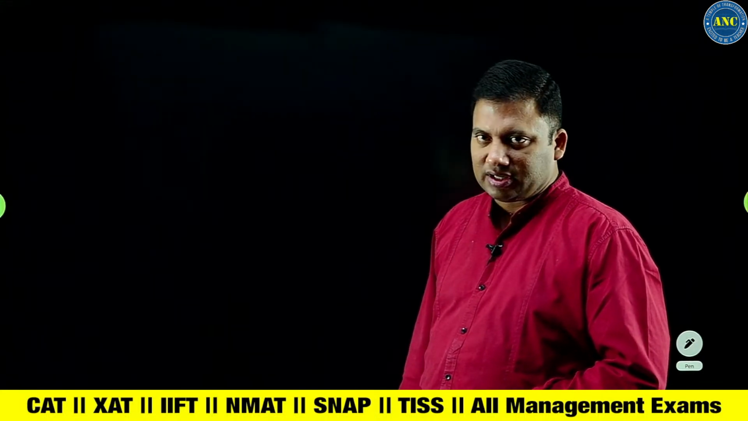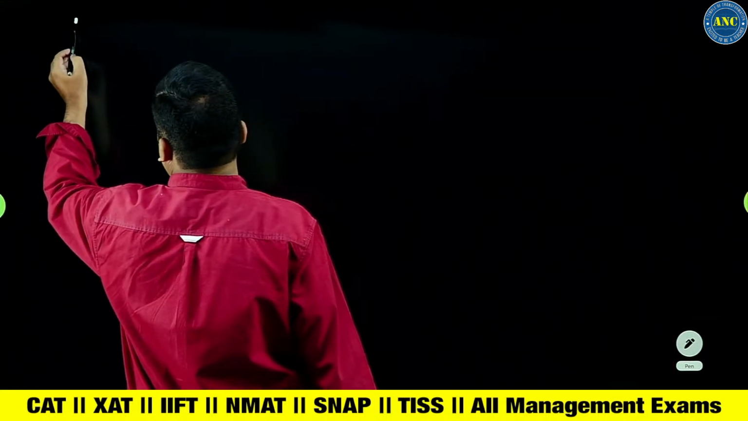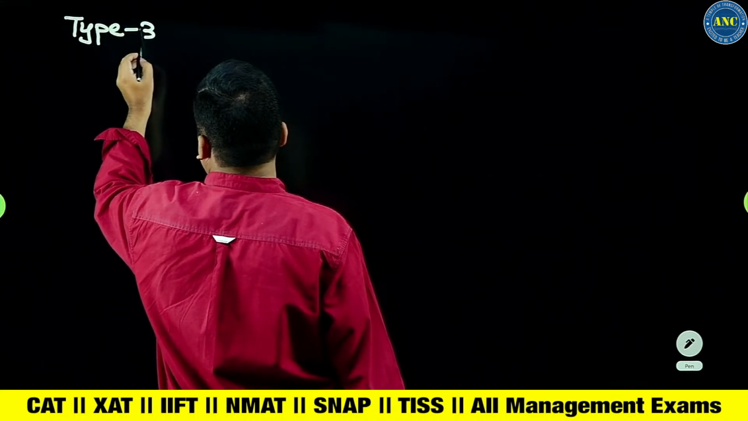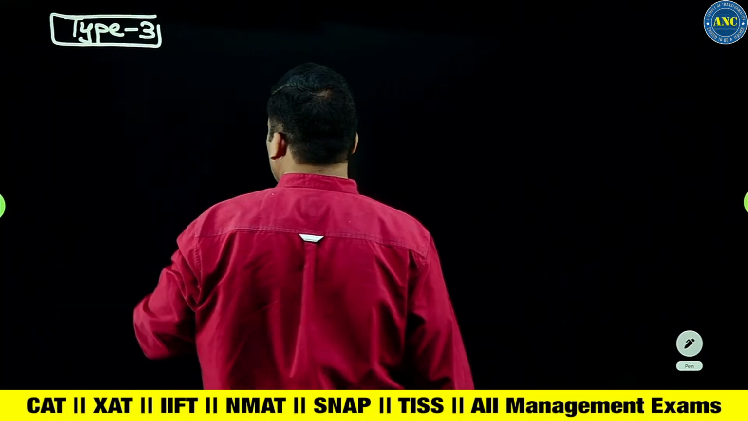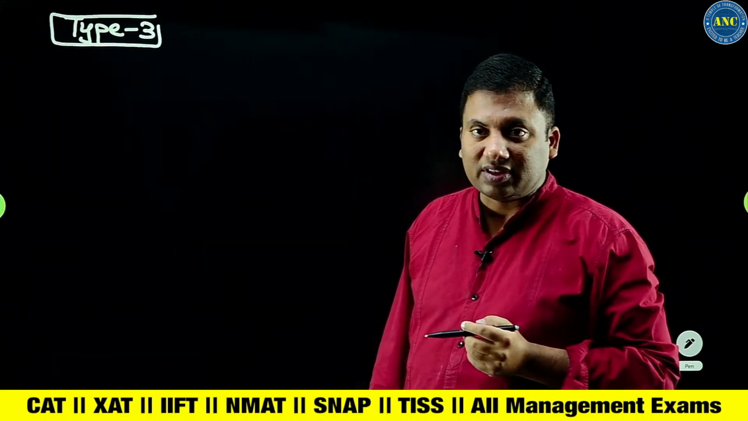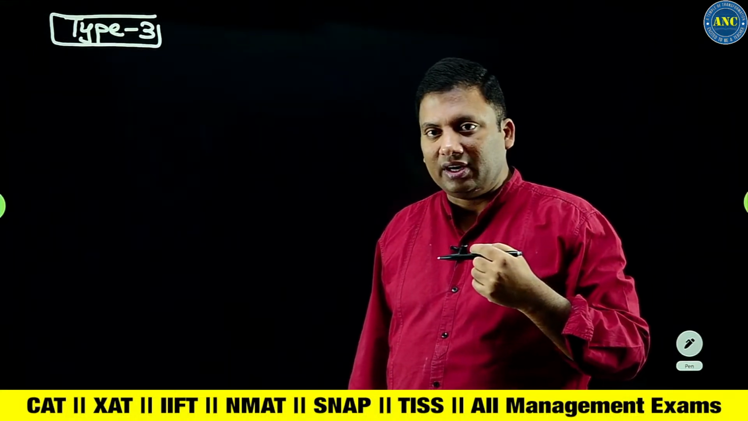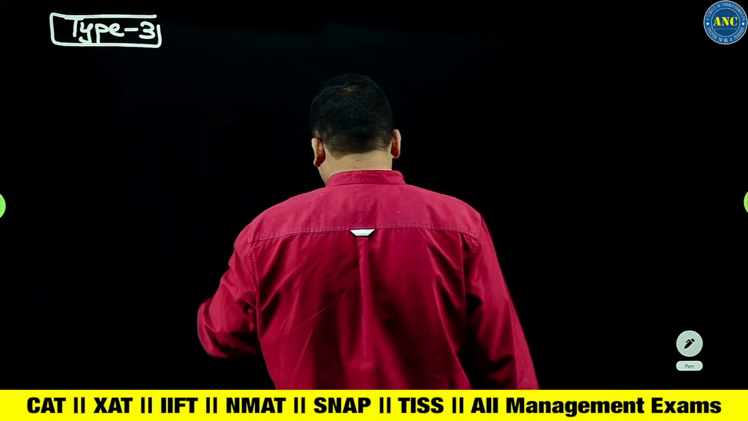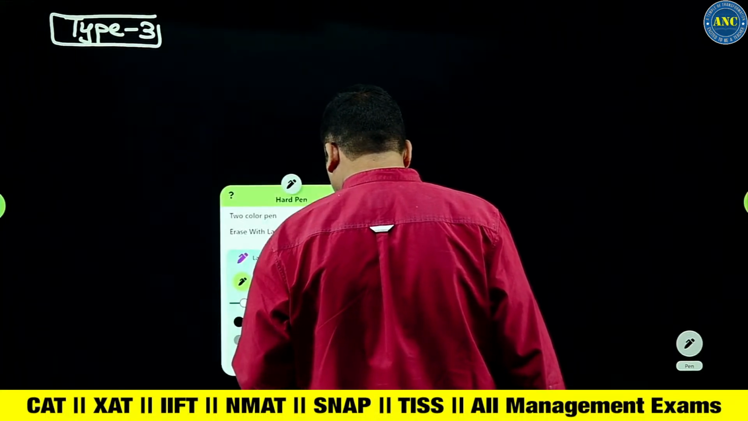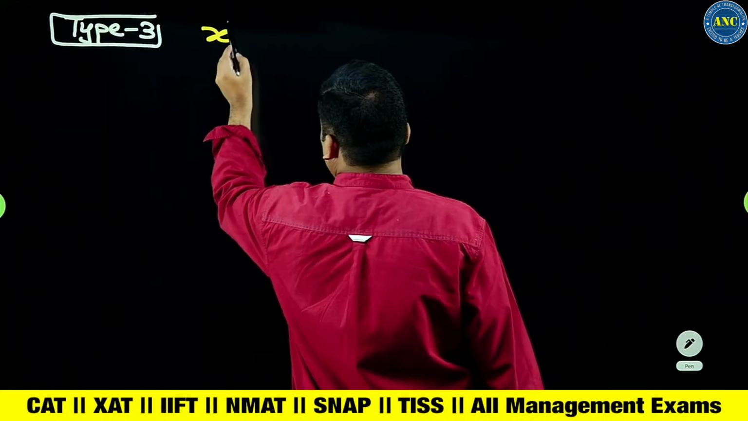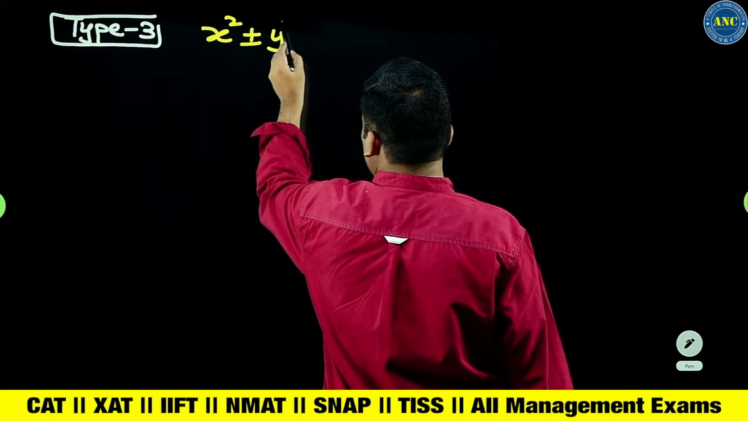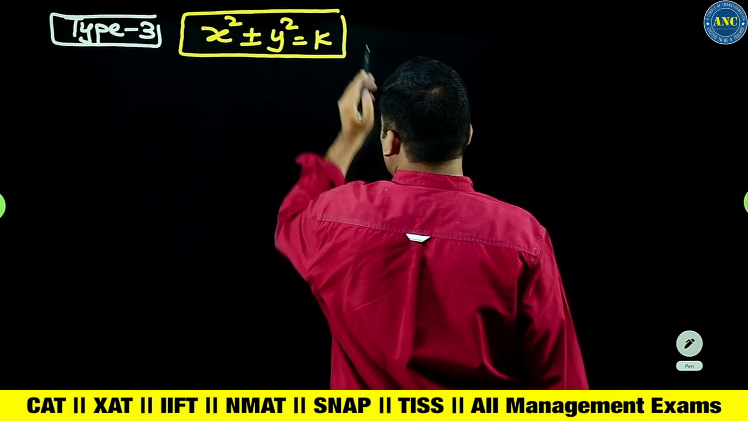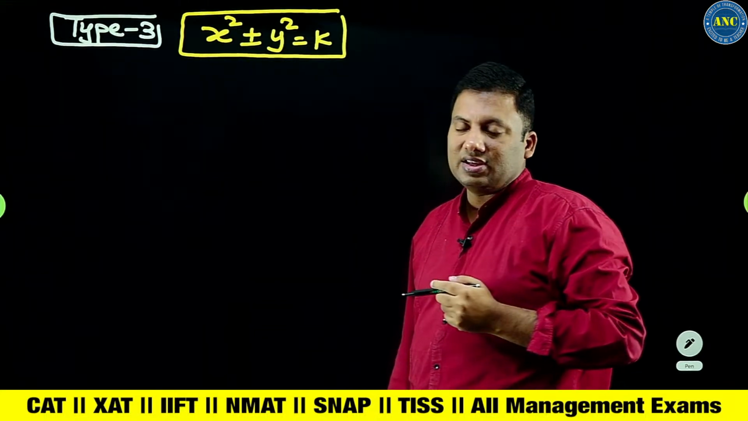Today, please write down, sir, 2 types I am going to discuss. Type 1 is how to find the integral solutions with degree 1, and type 2 is how to find the integral solutions with degree 2. This is another variety: integral solutions of an equation of the form x square plus or minus y square is equivalent to k. First we will discuss this type, x square plus or minus y square is equivalent to k.